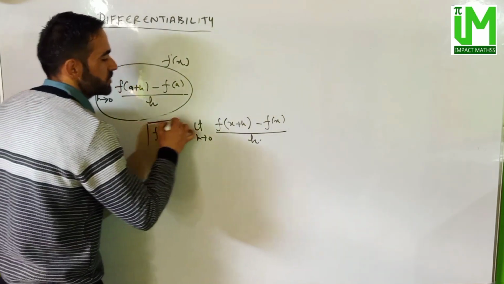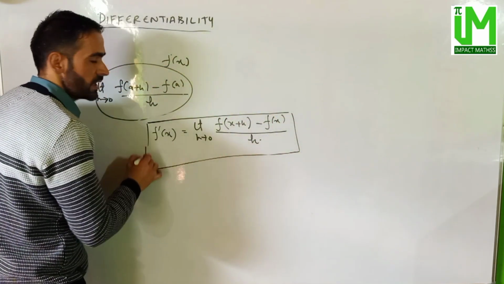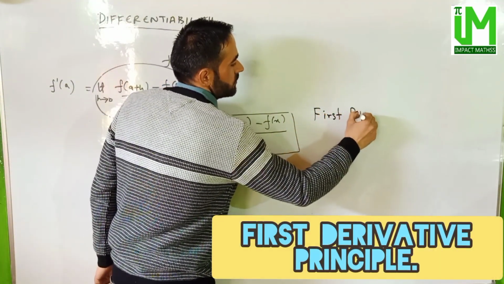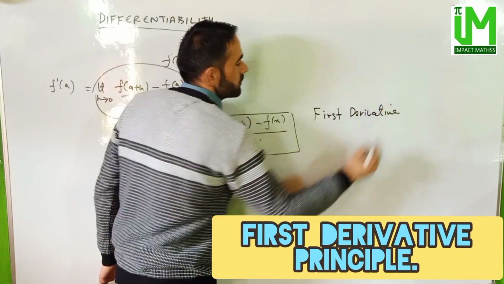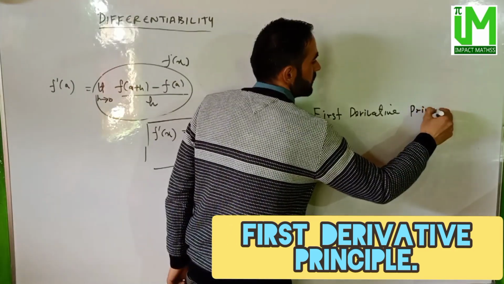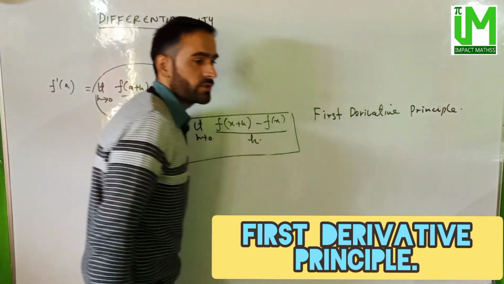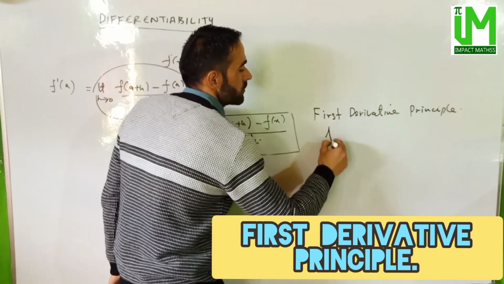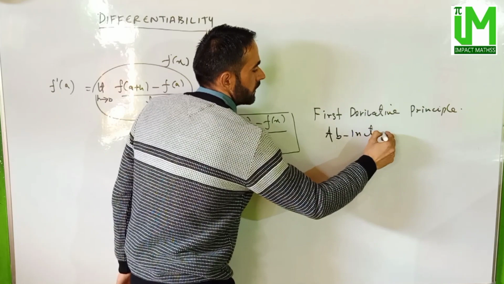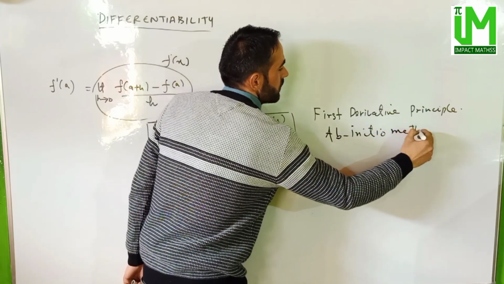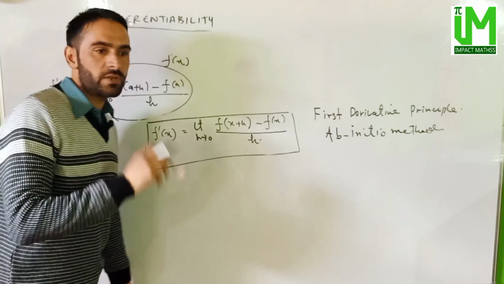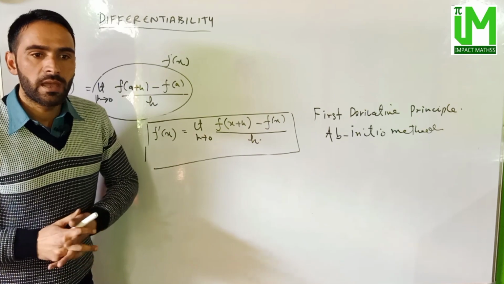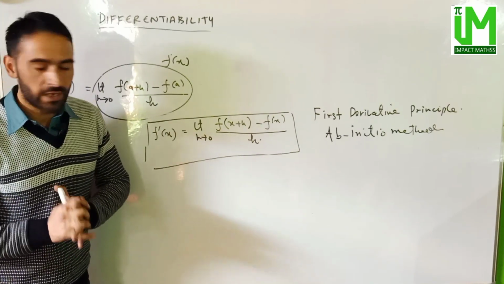This is also called the definition of the derivative, or the first derivative principle, or the first derivative test. It is also called the ab initio method. So this is the first derivative principle, and it is also called the ab initio method.